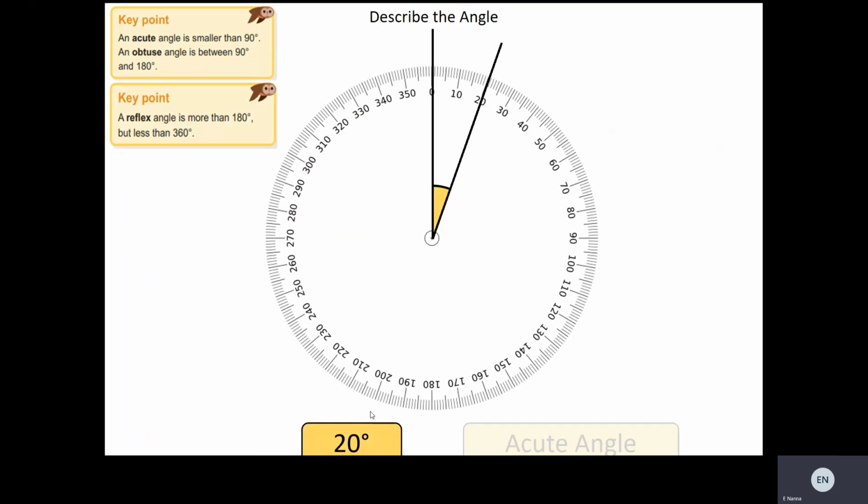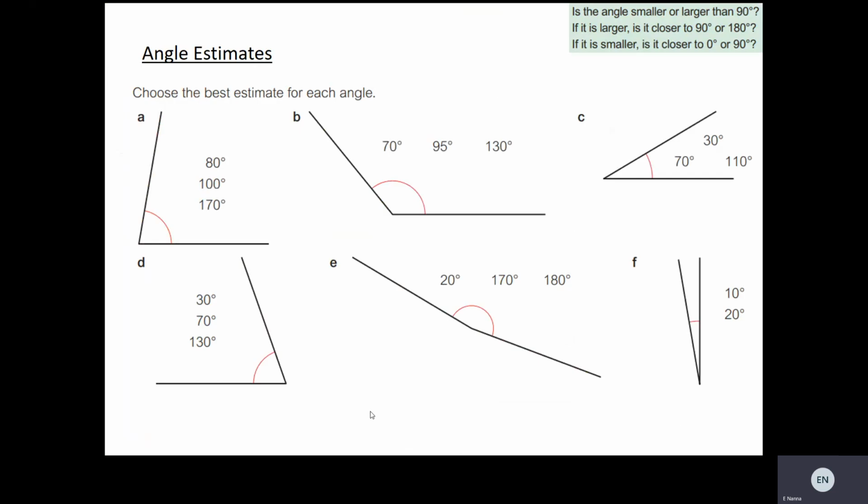So let's skip this now and let's go over to giving rough estimates. So when you're giving rough estimates, because sometimes, like I did mention before, you wouldn't be using a protractor, the key word there is to use an estimate. So all you're supposed to do is just basically estimate. Estimate is more or less like a rough guess.